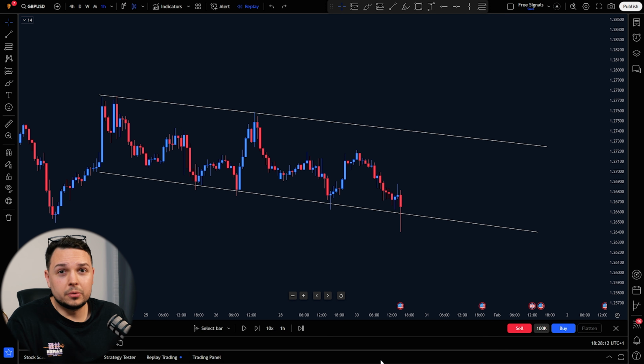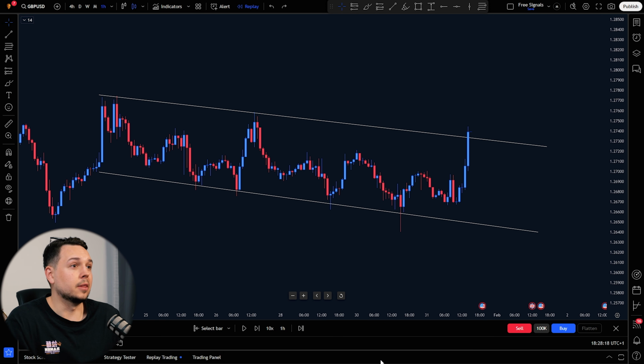So let me show you the reason why the zones work. Look at this. The market is currently trending towards the upside in the channel and starts breaking out, right? We have a breakout of the channel. So what do?